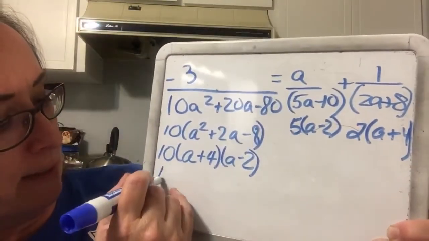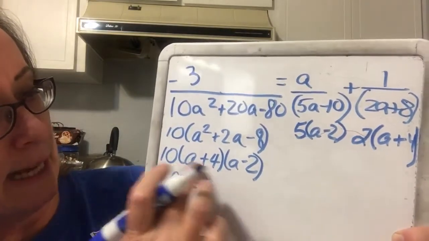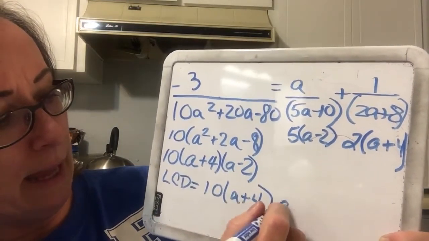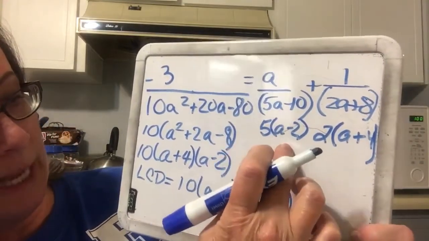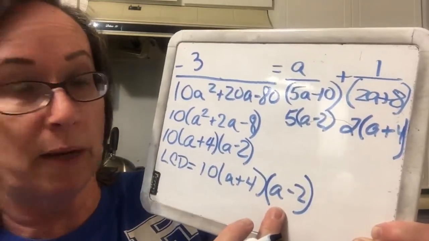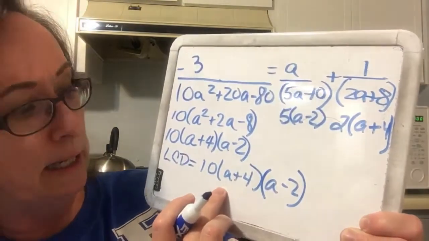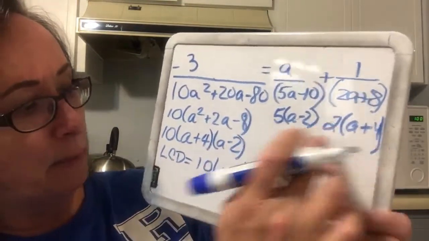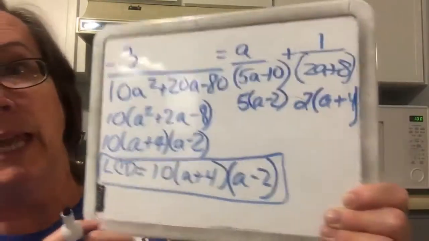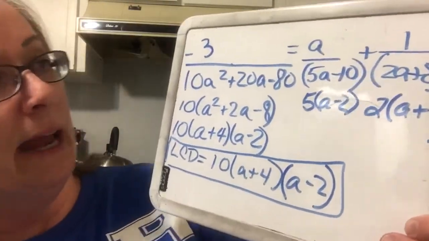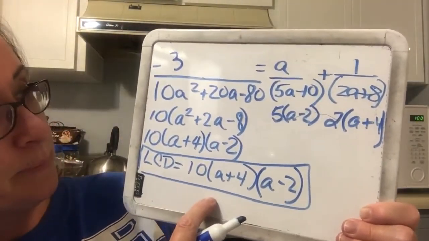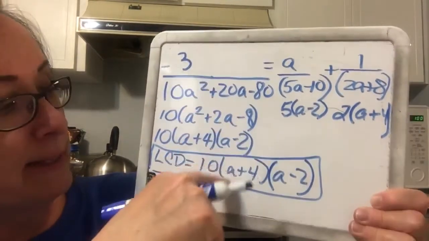So now let's build our LCD. Our LCD has got to have everything here, which is a 10 times a plus 4, a minus 2. Now this one is a 5 times a minus 2, but 5 is already inside of 10, and a minus 2 is already inside a minus 2. Okay, so this one is included, and then the 2 is also in the 10, and the a plus 4. So my LCD is this one denominator on the left. So that makes things very nice. Now, I'm going to multiply the whole thing through by this LCD. Okay, now notice this LCD is already the same thing that's on the bottom.